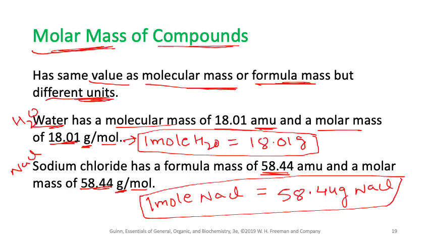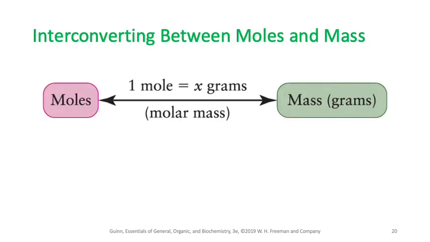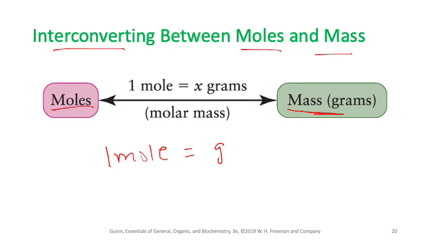So let's go to the next slide, and then we'll try to do some problems and understand how we can use this molar mass to solve the numericals. Before we go to the numerical part, we have to understand this picture or diagram that shows the interconversion between moles and mass. We already know moles and molar mass are connected: 1 mole is equal to a certain number of grams of that substance.